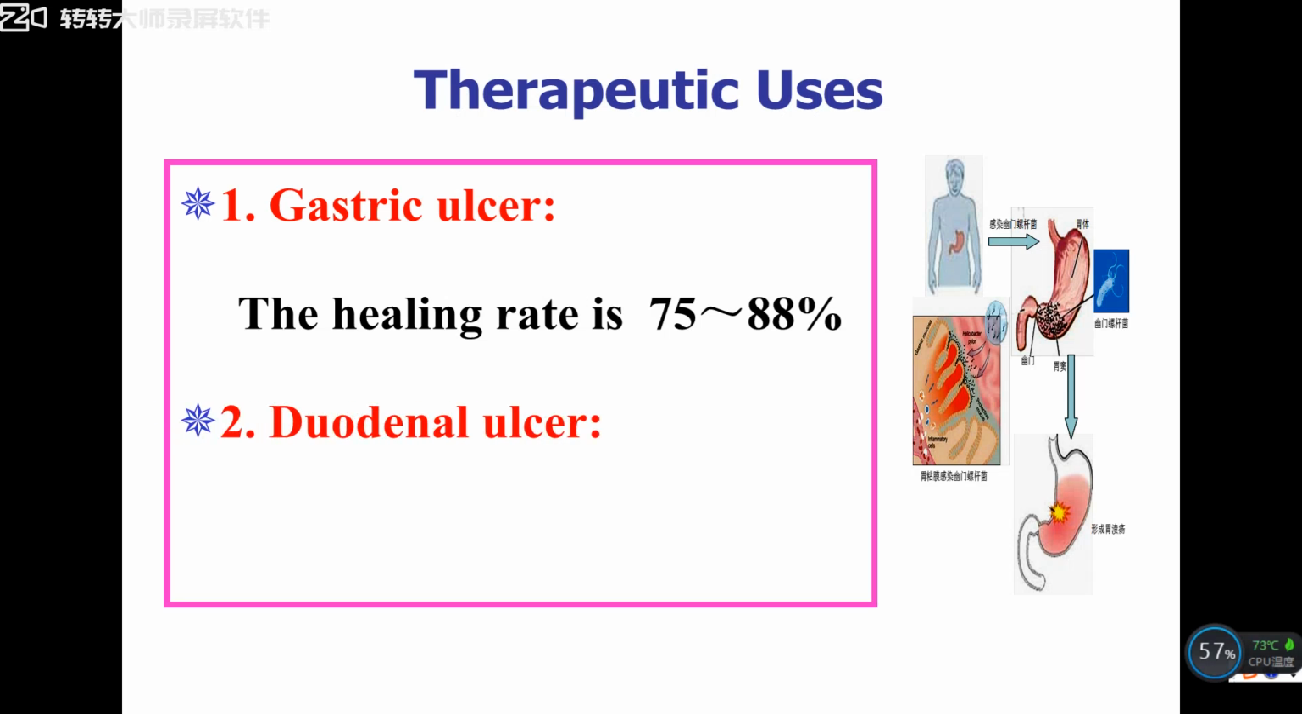It is also used to treat duodenal ulcer. The healing rate is higher than gastric ulcer, 77 to 92%. Don't forget the drug's duration. You should use the drug 6 to 8 weeks because the ulcer, the wound, needs time to heal.